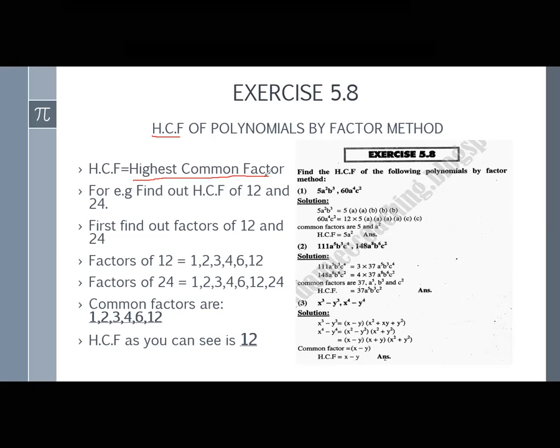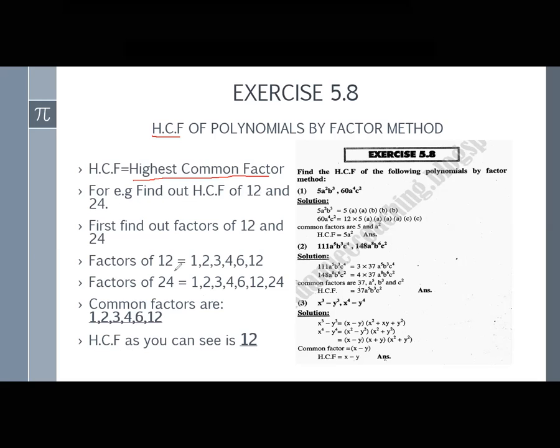For example, you have done this in previous classes for numbers, right? HCF of two numbers, HCF of three numbers. I have a given example. Find the HCF of 12 and 24, the highest common factor of 12 and 24. What HCF means is the highest number which can divide both of these numbers. The highest common number which can divide both numbers.